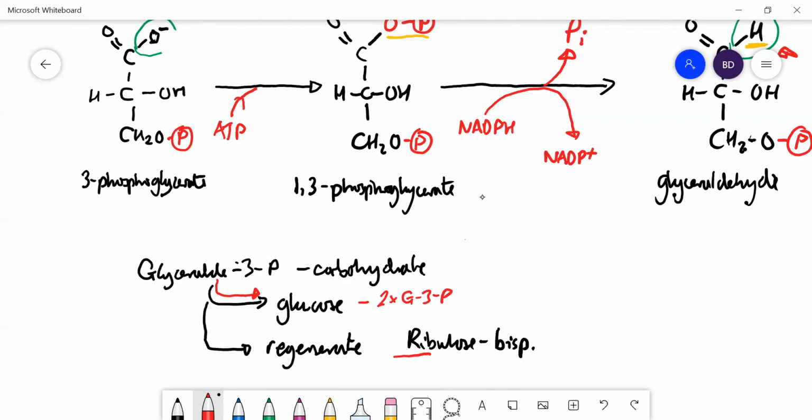To make ribulose, you're going to need 5 glyceraldehyde 3-phosphates, so that's 15 carbons, and that's going to end up giving you 3 ribulose bisphosphates. There's a whole load of complicated intermediates involving 4 carbons, 3 carbons, 7 carbons, but there's no oxidation or reduction occurring in any of those reactions, and you don't need to know about them. They're generally not that interesting. It's just a matter of rearranging things together.